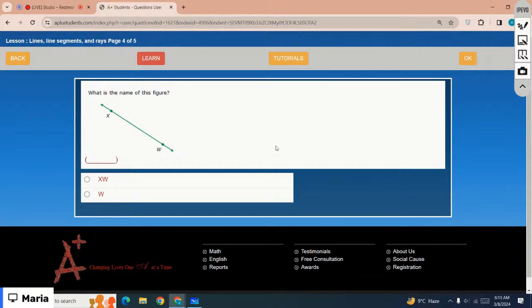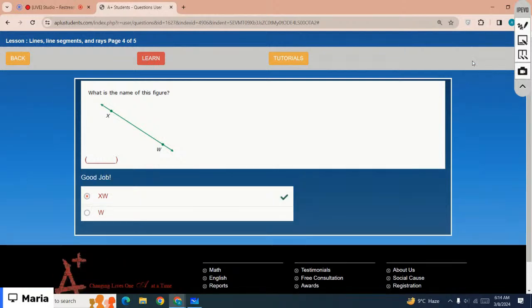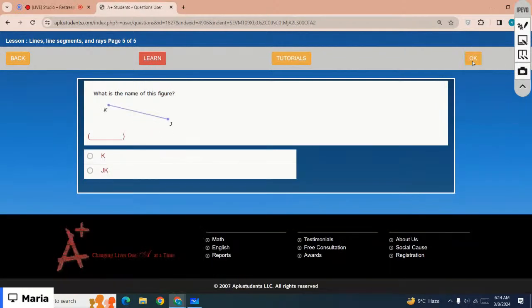Yes, the correct option is XW. Option number one is the correct option. What you don't understand, that is very easy. You have 2 points here, two endpoints, X and W. Either that is XW or that is WX, but it cannot be just W, because it has two endpoints. So you have to name both the endpoints.